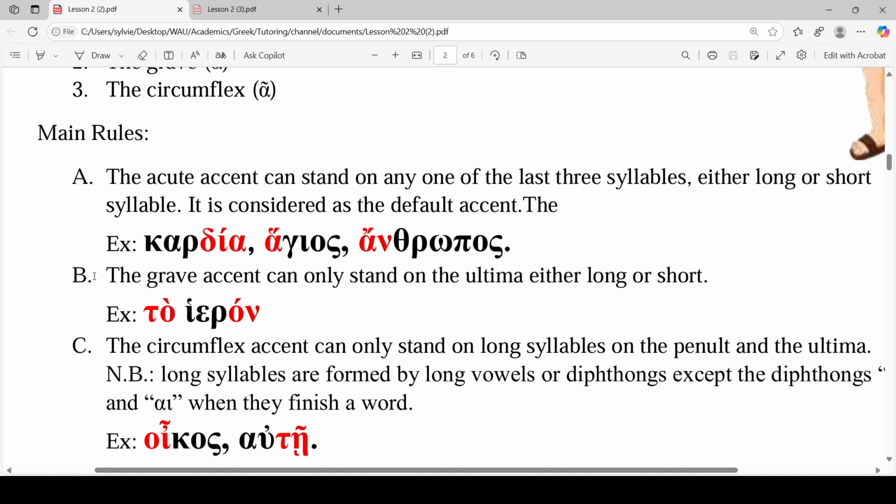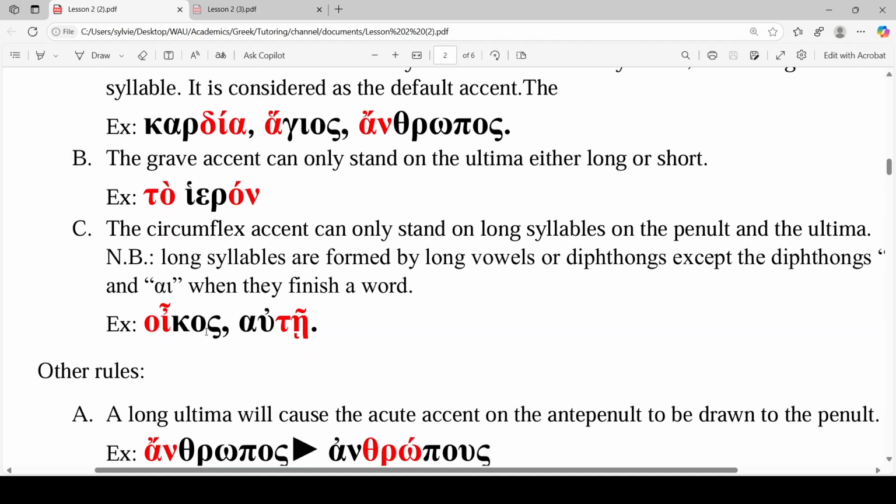Here we have an example. We have two words, to and yeron. Okay, well, yeron has the acute accent and to has our grave accent. Well, to has only one syllable, so it's not going to be ultima or not. So it's just one syllable. It works perfectly.